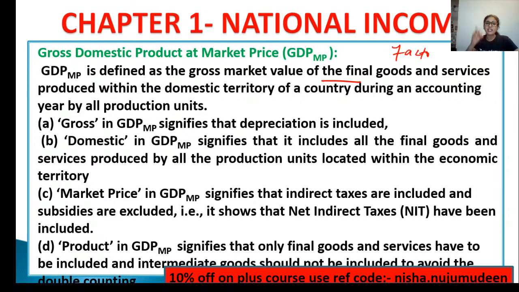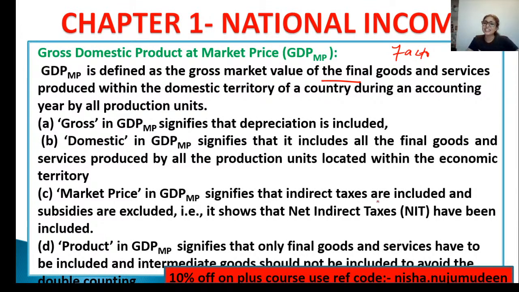These are the common keywords inclusive of all the definitions of the indicators of national income, be it GDP, NDP, NNP, etc. Clear? And what is this market price in GDP, guys? Market price in GDP means the indirect taxes, like your sales tax, sales duty, all these things that come under GST, are included. And the subsidies, which the government gives you for welfare, are excluded.